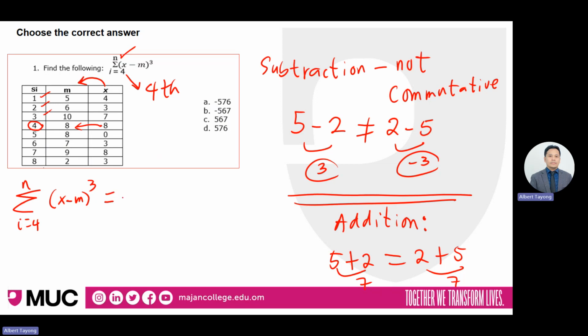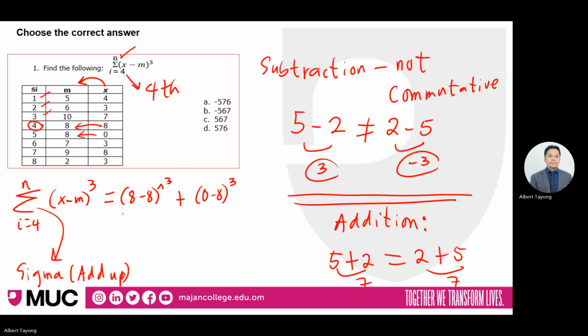So you're going to start from 8 minus 8 raised to the power of 3 in your calculator, plus, because this is sigma, it means we're going to add up all the values. Okay? Plus 0 minus 8 cube, plus 3 minus 7 cube, plus 8 minus 9 cube, plus 3 minus 2 cube.